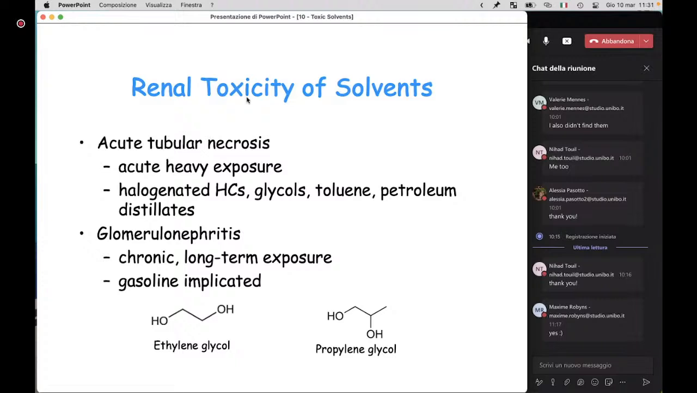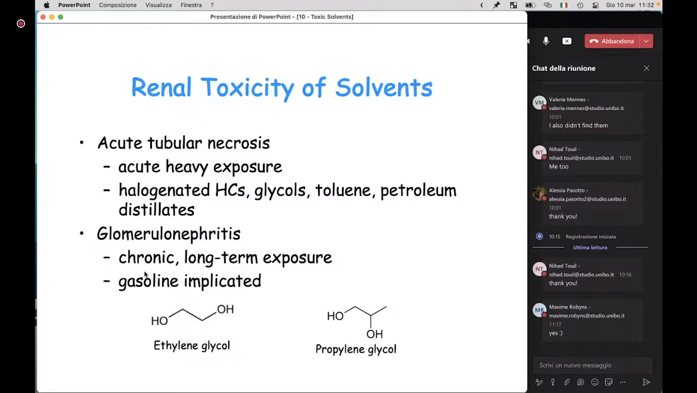Renal toxicity of solvents can be acute, so for heavy exposure, and it is mainly caused by halogenated hydrocarbons by the same mechanism we have seen before, glycols, toluene, and some petroleum distillates, but it is not very important. General solvents is enough. The main problem with those solvents is glomerulonephritis. It's toxicity that affects the glomerulus. The glomerulus is the basic filtration unit of the kidney, and so as you can understand, if you have inflammation in this part of the kidney, it will not filter anymore.